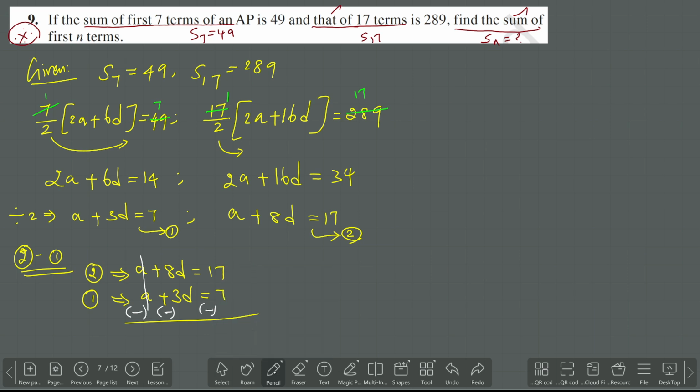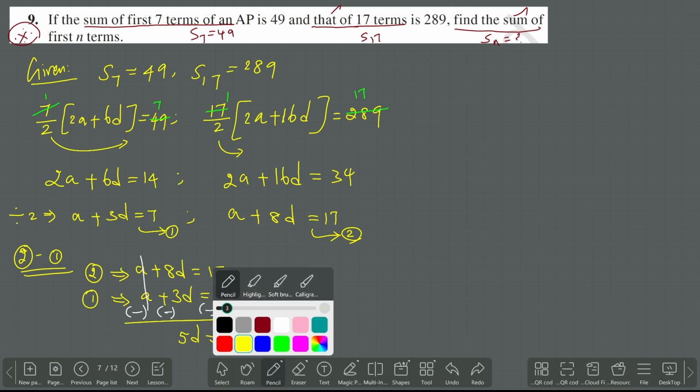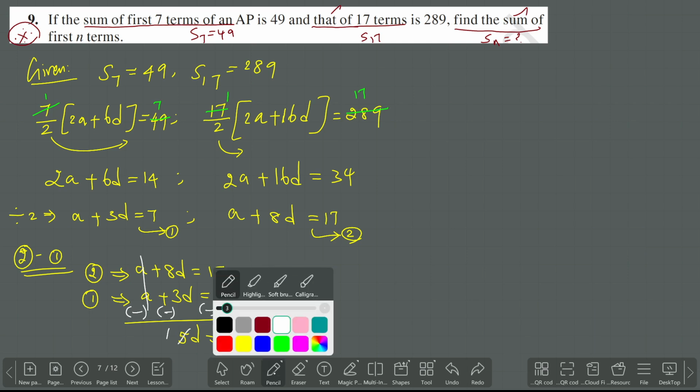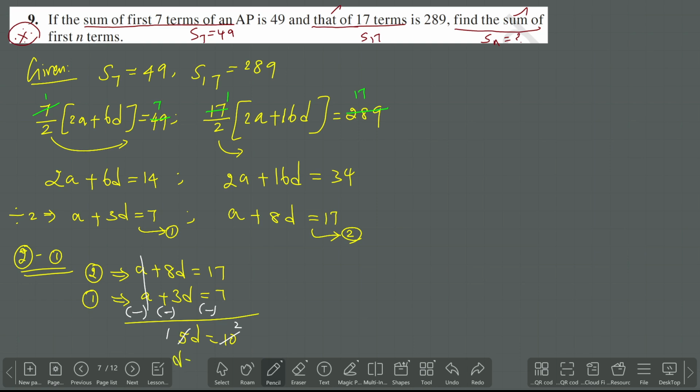What am I getting? The remaining plus 5d equal to 10. 1d, how many d? 2. Then d equal to what am I getting? 2. 2 is the d value.